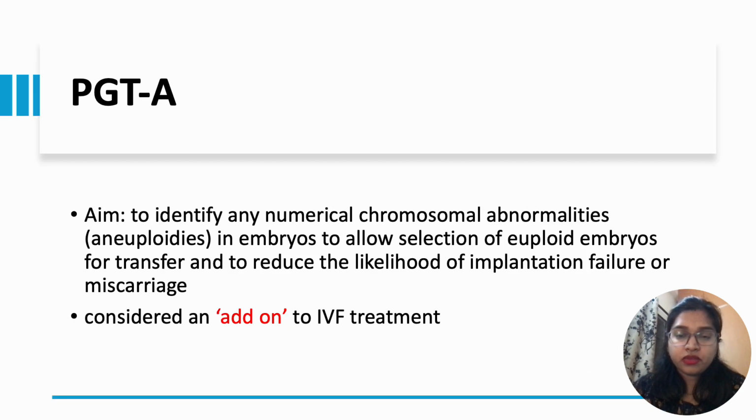So now we'll discuss these PGTs in detail. First is PGT-A. Its aim is to identify any numerical chromosomal abnormalities, that is aneuploidies in embryo, to allow selection of euploid embryos for transfer and to reduce the likelihood of implantation failure or miscarriage. It is considered as an add-on to IVF treatment.